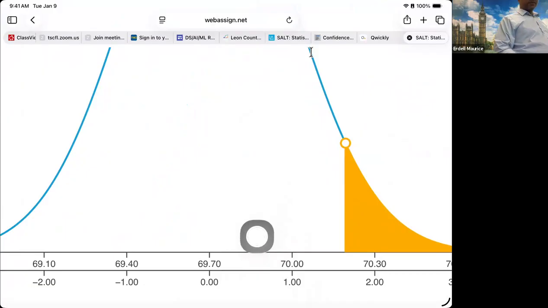And that's how the process works. You put the alpha level instead. The alpha level is my cutoff right here. And then you find the test statistic and you figure out if the test statistic is in the shaded region: reject the null. Not in the shaded region, fail to reject the null. Questions there?